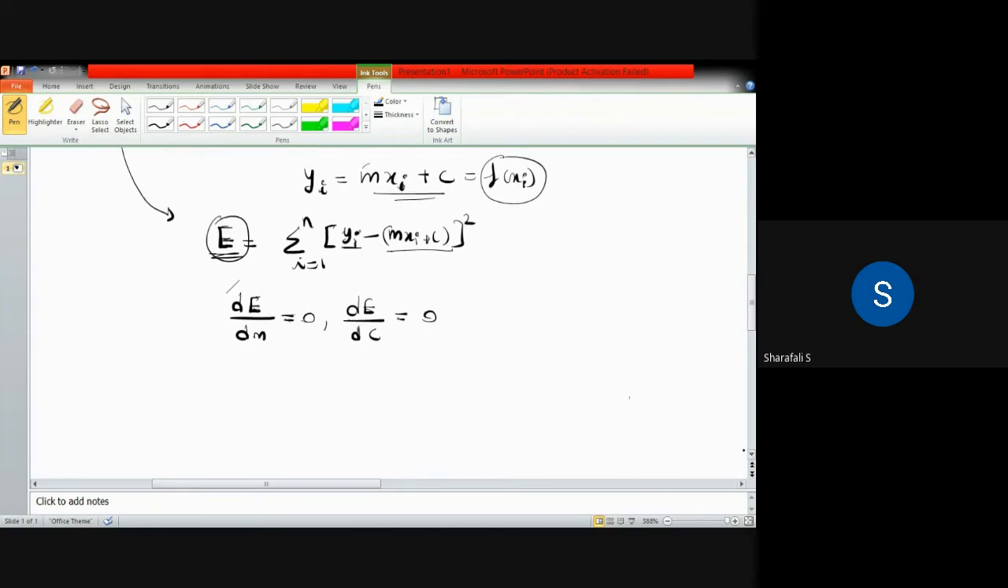So these are the conditions to get the residuals of this term E to become minimum. Under this condition, let us consider first dE by dc. dE by dc has to become 0, which implies we take the differential of this.